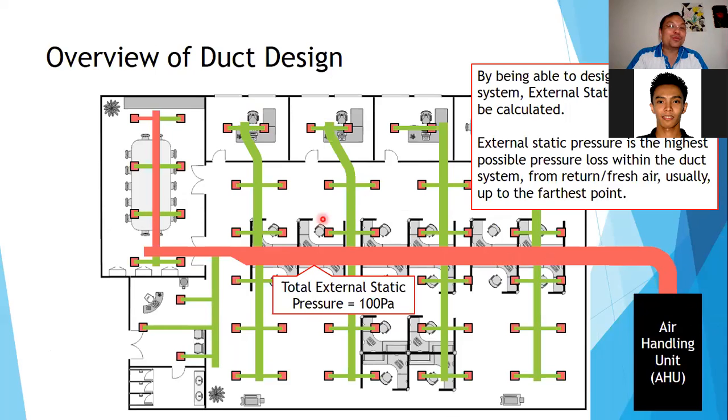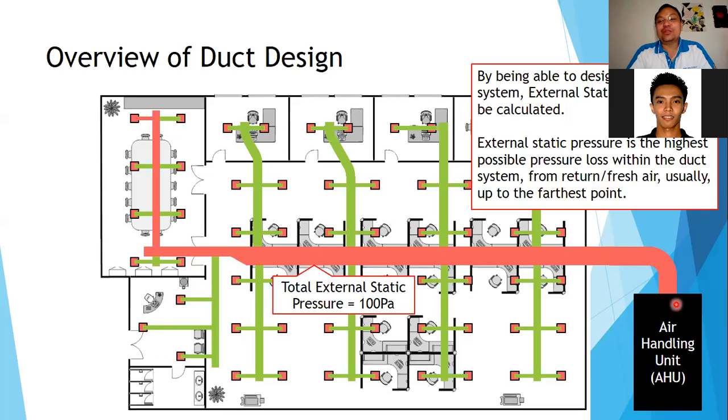By being able to size the ducting, you will now be able to calculate the duct pressure loss. The duct pressure loss is the force needed for the air handling unit to push the air from the source all the way to the end, to the farthest area. This is called the external static pressure. So from your return to the air handling unit all the way to the supply, the total force needed to push that air, the external static pressure, is the highest possible pressure loss within the duct system. Usually it's from the return or fresh air to the farthest point. It's not necessarily the farthest point, but about 90% of the time it is. It's the highest pressure drop.